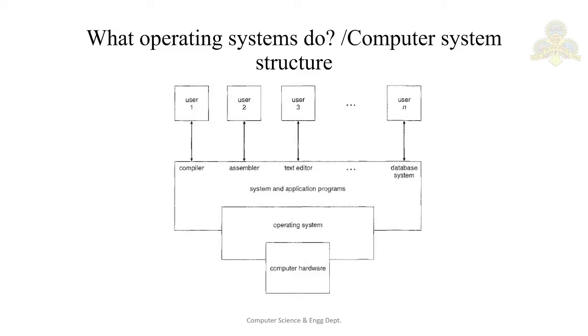The user's view of a computer varies according to the interface being used. Most computer users sit in front of the computer, which consists of a monitor, keyboard, mouse, and a system unit. Such a system is designed for a single user. In some other cases, a user sits at a terminal connected to a mainframe or minicomputer. Other users are accessing the same computer through other terminals. These users share resources and may exchange information.